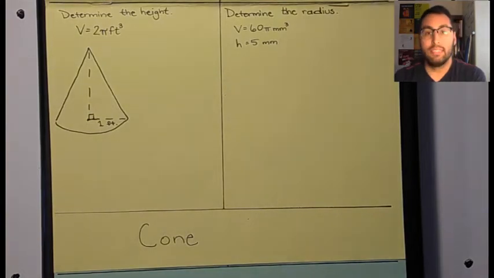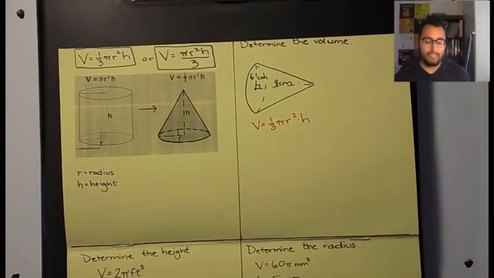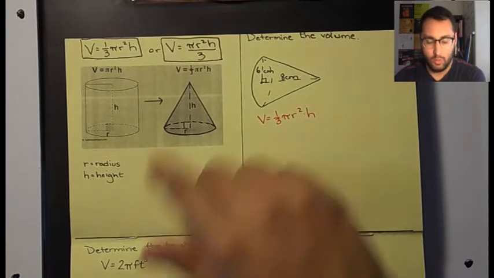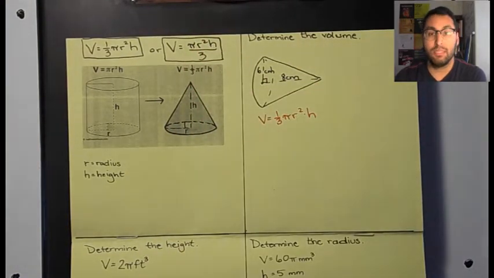Hey class, this video is on volume of a cone. So for the first part, volume of a cone, it is V equal to 1/3 pi r squared times h, or you can think about it as the same thing, pi r squared times h, but divided by 3.